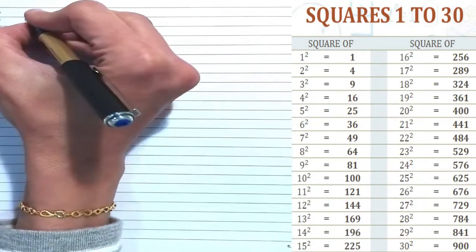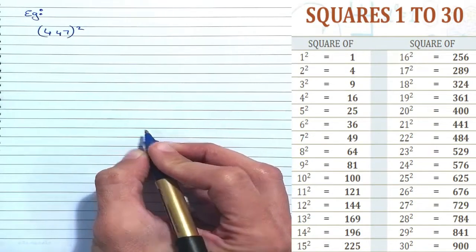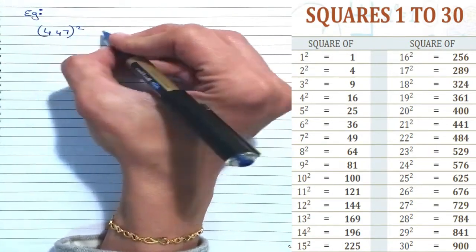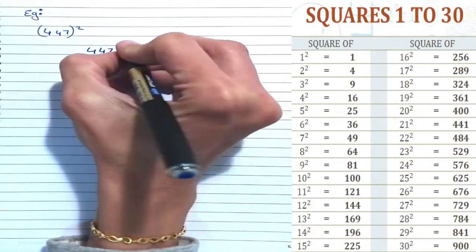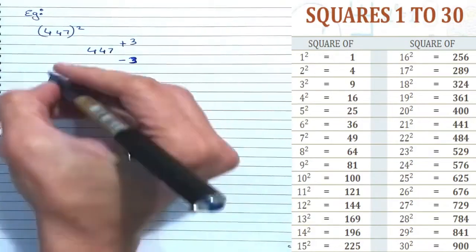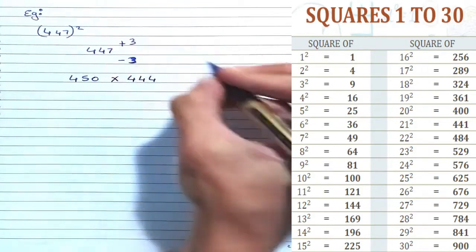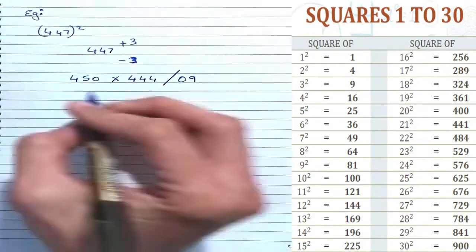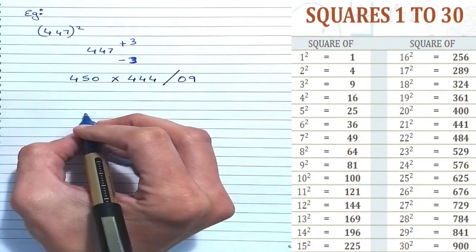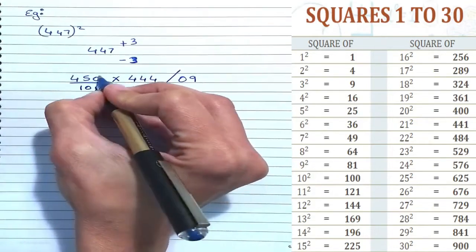Now let's look at one more example wherein the number is a little far from the hundreds place. So 447 square. So the closest hundred is 400, but then I'll have to do 47 square. So instead I'll take the closest number as 450. So 447 plus 3 and minus 3, because my number I'm taking as 450. So it will be 450 multiplied by 444 and then 3 square, which is 9. But we'll use 09, and I'll tell you why.